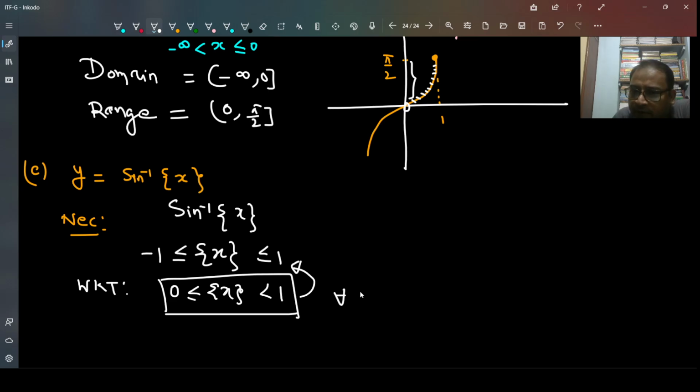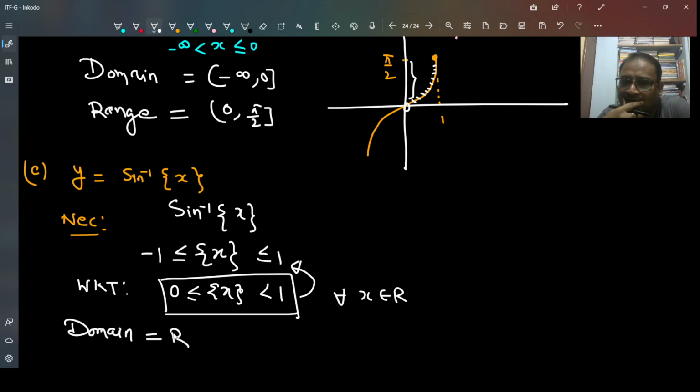So this range always satisfies the criteria. This is true for every x belonging to the real numbers, because the fractional part of x can take any real number and will generate output from 0 to 1. And sine inverse has no objection to taking 0 to 1 values. Therefore, the domain of the function is the set of all real numbers. Is it clear?